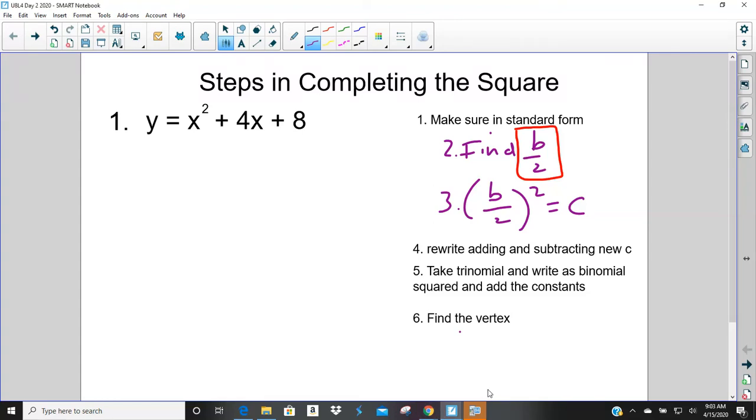Good morning, everybody. Today we're going to be doing day 2 of U8L4, completing the square. I am going to have a worksheet for you to do. This topic is absolutely one of the harder topics that we will be doing in this class. So I definitely want you to take your time with doing this.